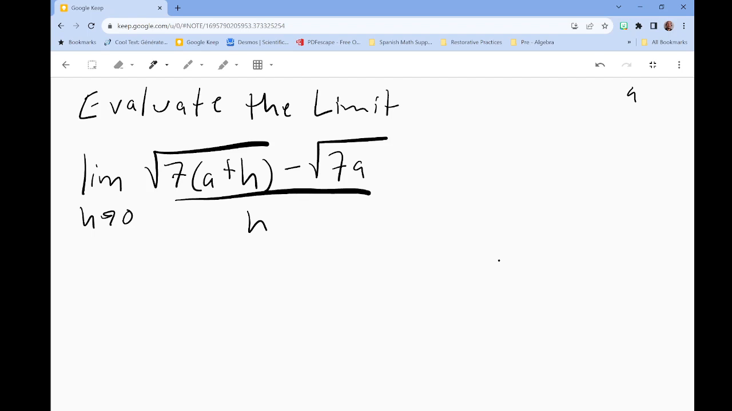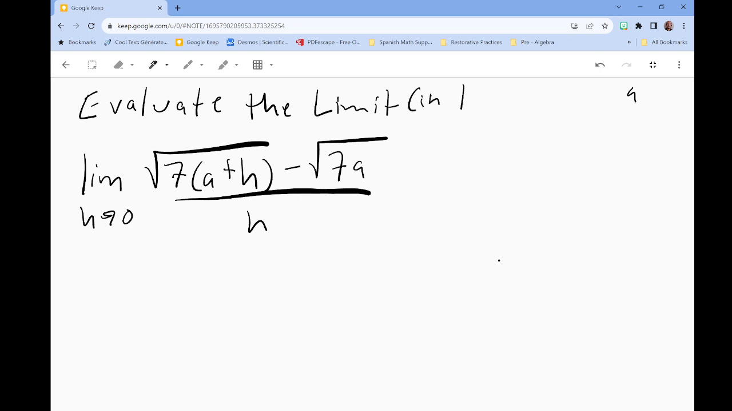Hello everybody, this is part 2 of this limit that we're going to work on for Jade. Evaluate the limit as h approaches 0 of the square root of 7 times (a plus h) minus the square root of 7a, all over h. And we're trying to find this limit in terms of a.